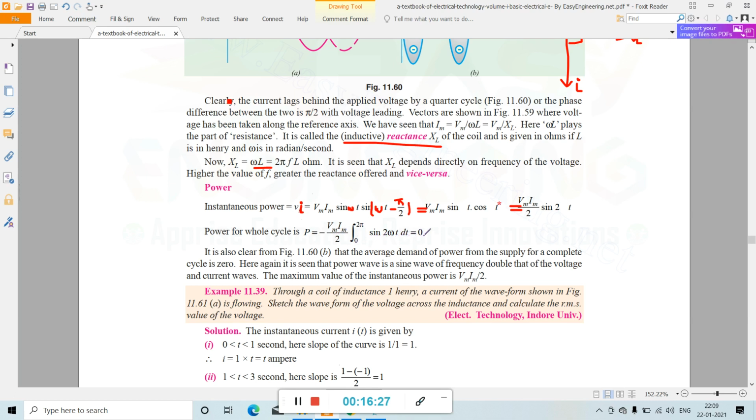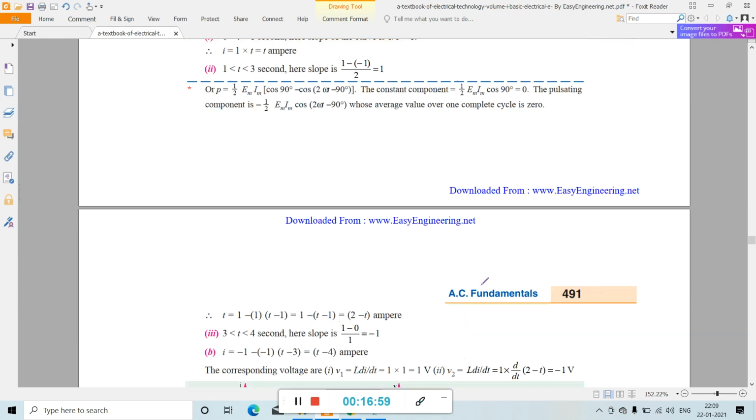So it is found that the average demand of power from the supply for a complete cycle is 0. It is seen that the power wave is a sine wave of frequency double that of the voltage and current waves, and the maximum value of instantaneous power is Vm Im by 2. The average demand of power from the supply for a complete cycle is 0. So this is about AC through pure inductance.